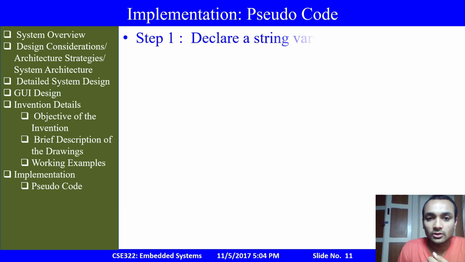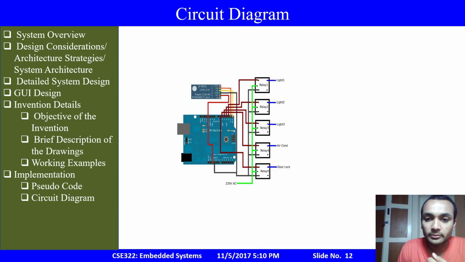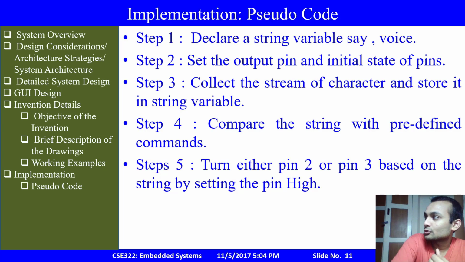Right. So let's talk about the pseudocode right now. Let's bring it up here. It's a very simple pseudocode. You declare a string. As the Bluetooth system works, it takes the voice input from you and converts it into characters. So for that, we declare a simple string variable called voice. Then we have to declare the input and output states of the pins. The next step would be to collect the string. When we give the voice command, it will be converted into text, and then the set of strings will be formed.